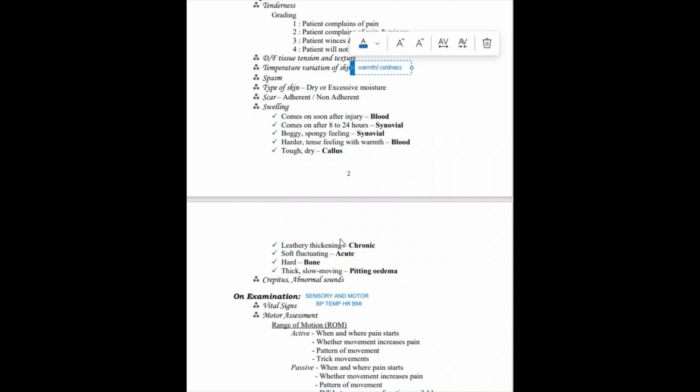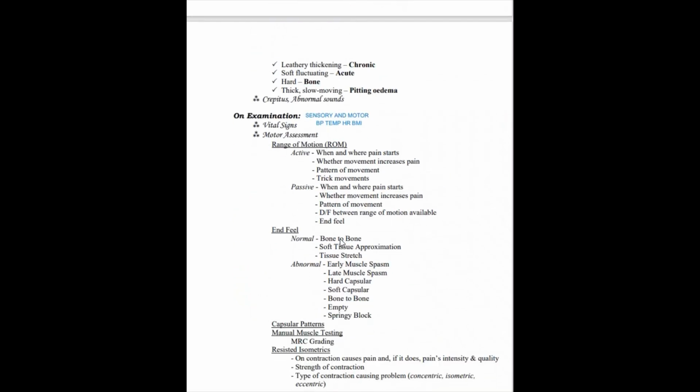Then leathery thickening swelling means the condition is chronic. If it is soft and fluctuating, then it is acute. If it is hard, obviously it is bony. Thick and slow moving is a pitting edema. Then crepitus, everybody knows that it is abnormal sounds that are mostly seen in the joints. So this is what you need to mention.